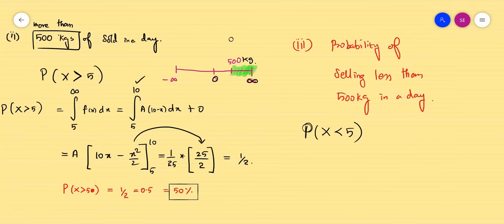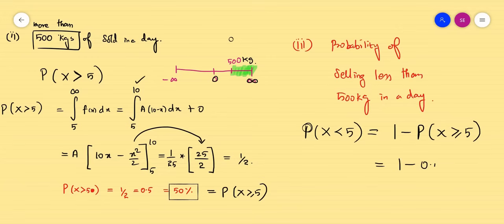Or you can remember this: probability of x less than 5 is 1 minus probability of x greater than or equal to 5. Do you remember this? Yes, sir. In continuous distribution, x greater than 5 or x greater than or equal to 5 are all same. So 1 minus 0.5, the probability of selling less than 500 kg is also 0.5.